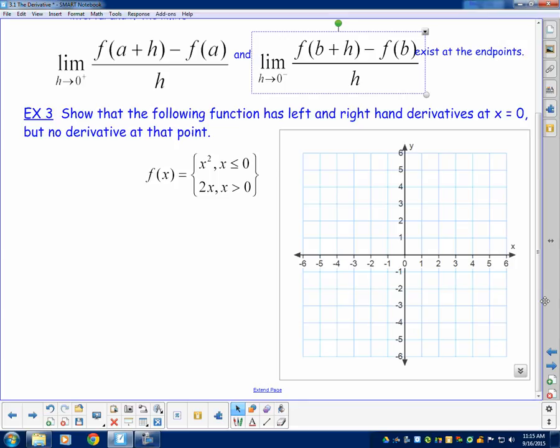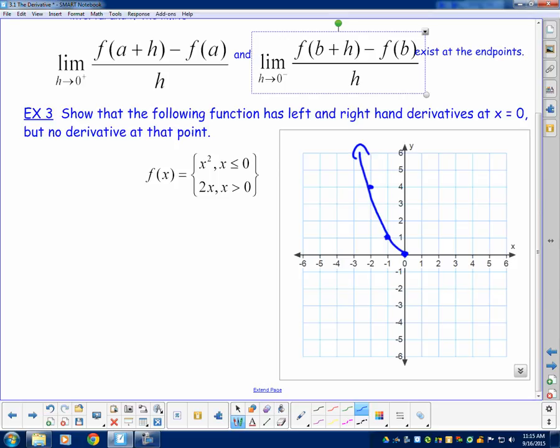So f of x equals x squared for x less than or equal to 0. If I plug in 0, I get 0. If I plug in -1, I get 1. -1 squared is 1. And if I plug in -2, I get 4. And so it looks like this to the left of 0. And then to the right of 0, it looks like this.